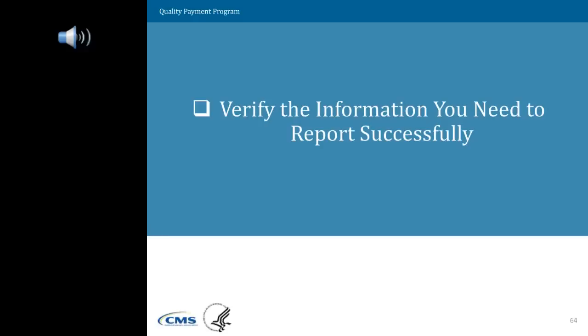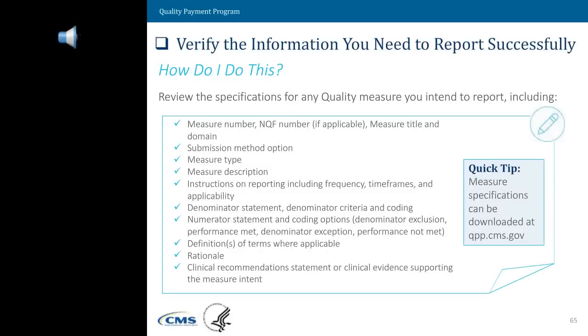Now let's move on to slide 64 and talk about how to verify the information that you need to report. Slide 65 provides an extensive list of this information, and I do want to emphasize a few key specifications that may be helpful to you in reviewing the information that you need to report.